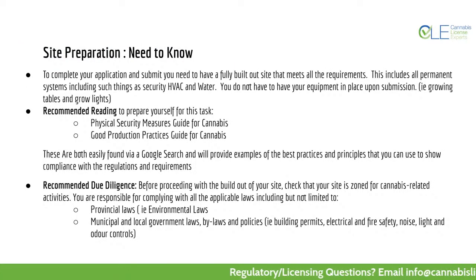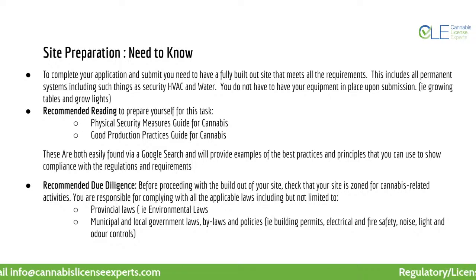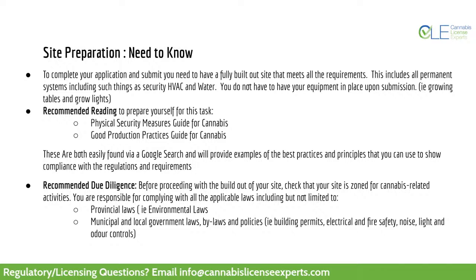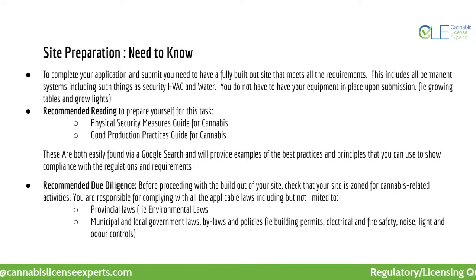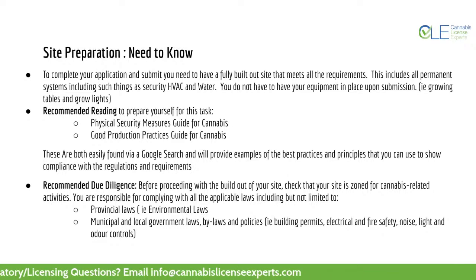So, site preparation. This is obviously a large concern for people before preparing their application. What we're looking at first is you need to have that fully built out site that meets all of these requirements. This includes permanent systems, including such things as security systems, HVAC, your potable water, locking door systems. So you don't have to have your actual equipment in place. Say you're applying for a cultivation license. You don't actually have to have your growing tables and grow lights in place yet, or your racking systems for your clones and your mothers.